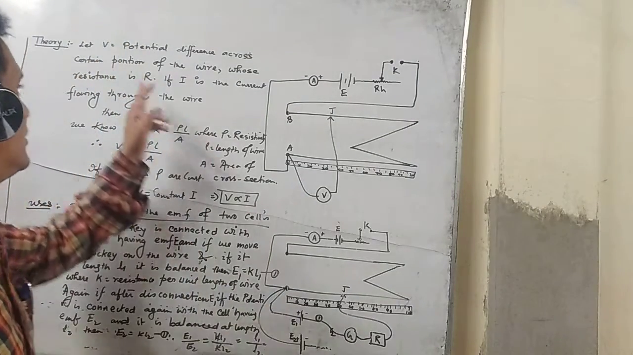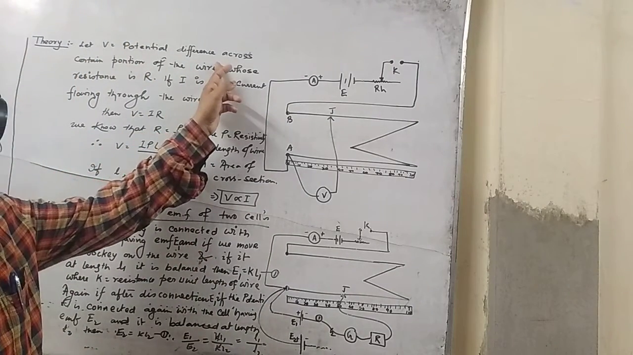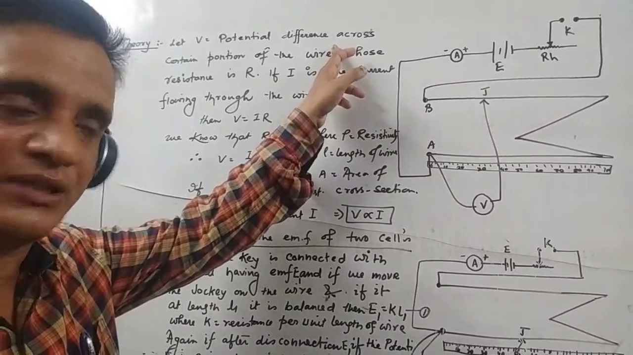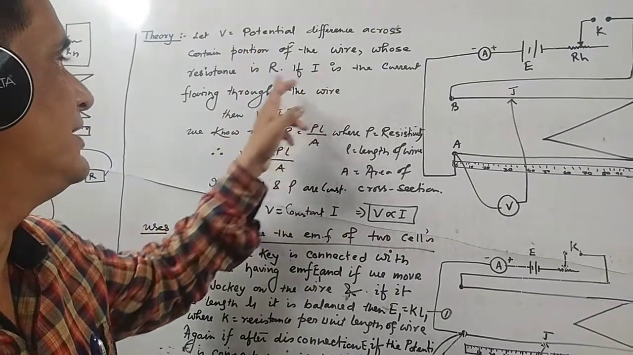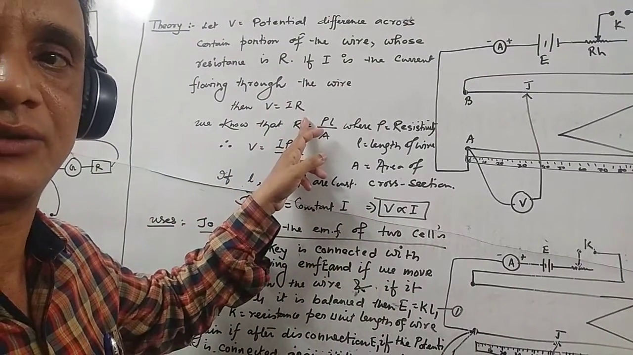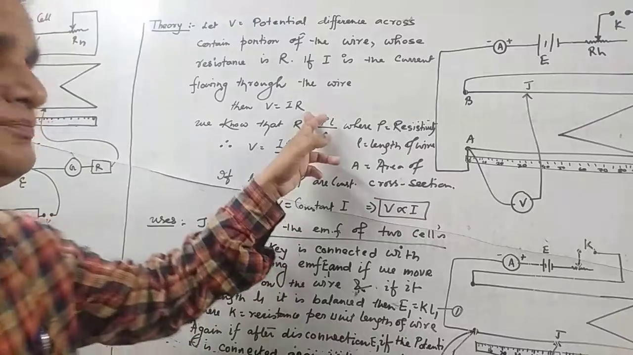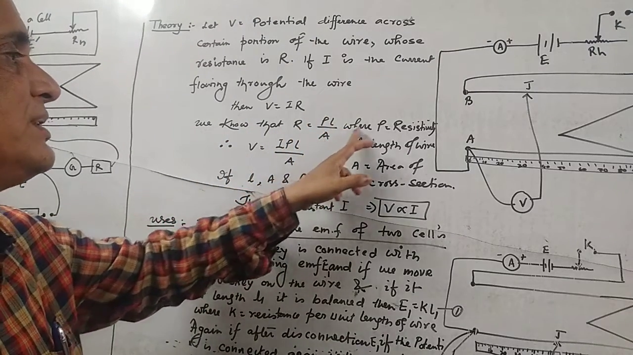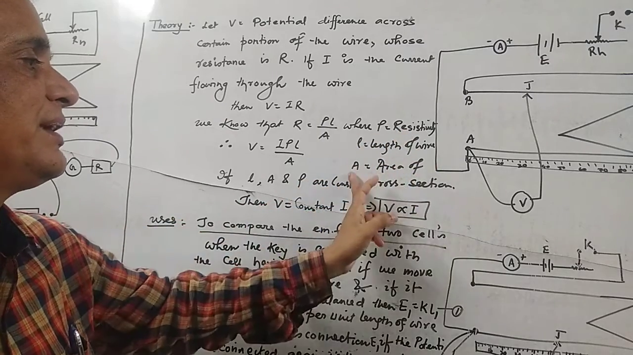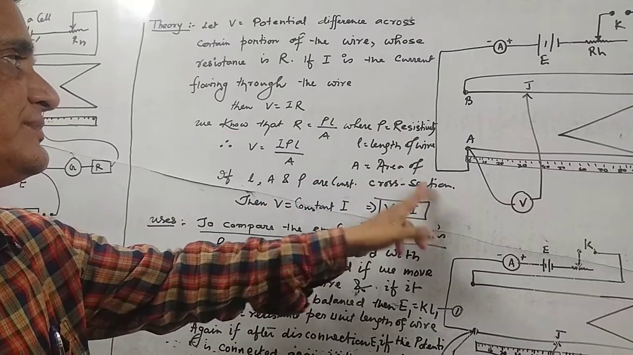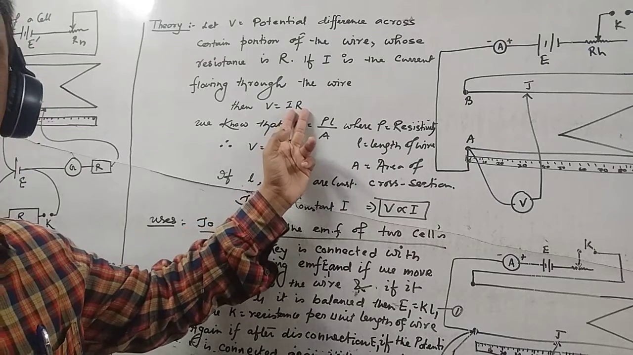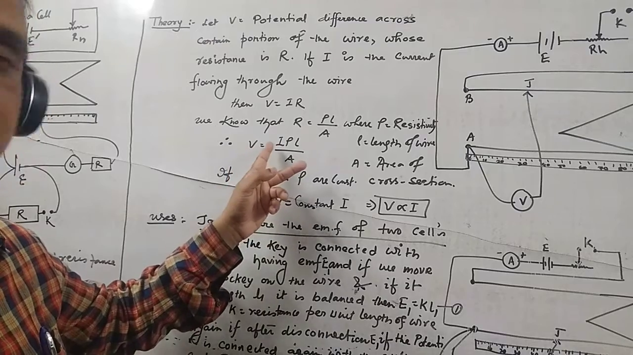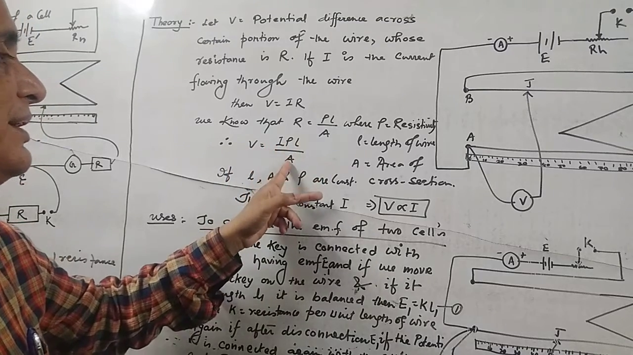If this is the potential difference across any cross section of a conductor, then V = IR, which is known from Ohm's law. And again we know R = ρL/A, where ρ is the resistivity, L is the length of the wire, and A is the area of cross section of the wire. Then if we put the value of R, we get V = IρL/A.